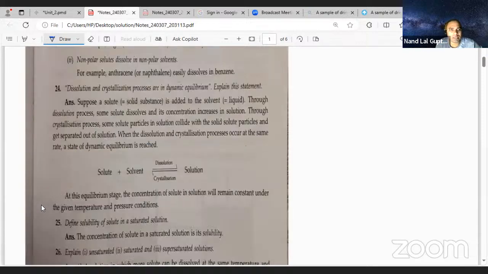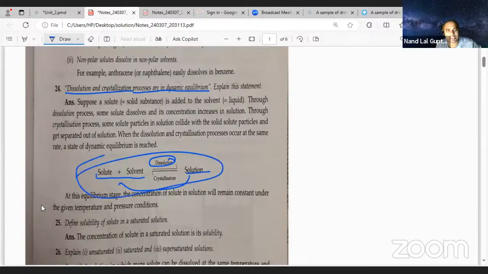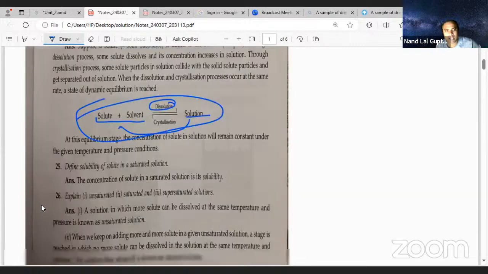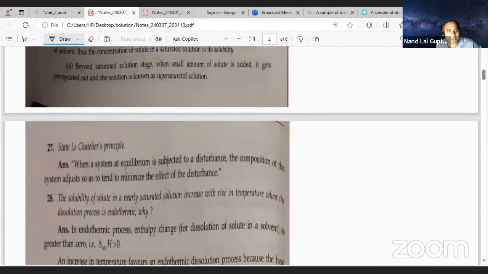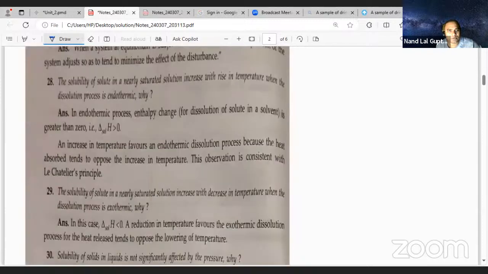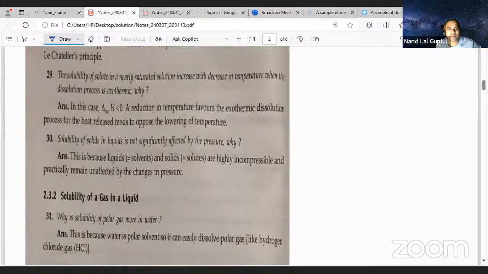Now, here they are saying dissolution and crystallization processes are in dynamic equilibrium. So you will see solute plus solvent dissolving in solution and they are crystallizing, so they are interchangeable. Now the next question is to define the solute in a saturated solution. That also you got to know. Here is the Le Chatelier principle, you also know. So now we are moving to the solubility of gas in liquid.